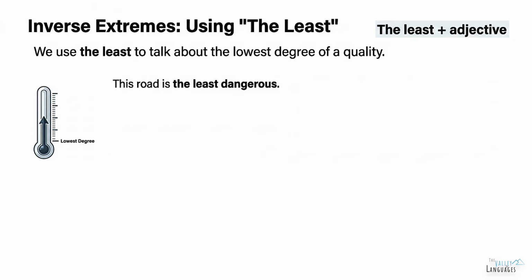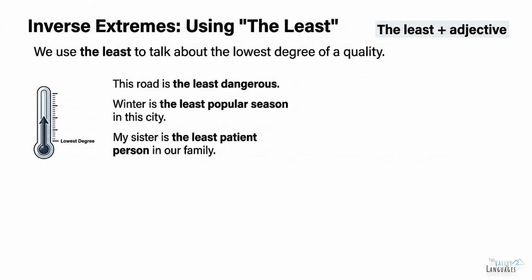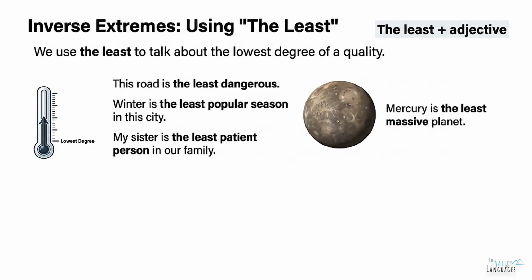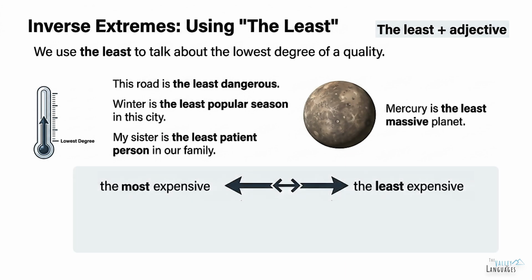For example, you might say, "This road is the least dangerous," or "Winter is the least popular season in this city." Or maybe, "My sister is the least patient person in our family." Looking at a planetary scale, Mercury is the least massive planet. It's the exact inverse of our previous rules.